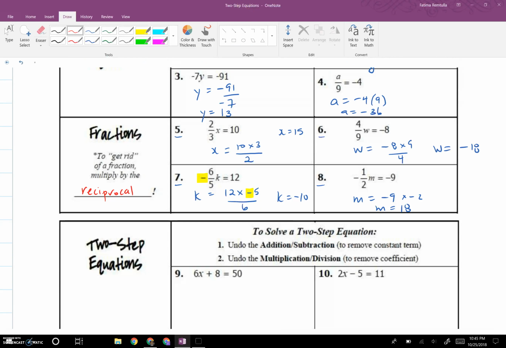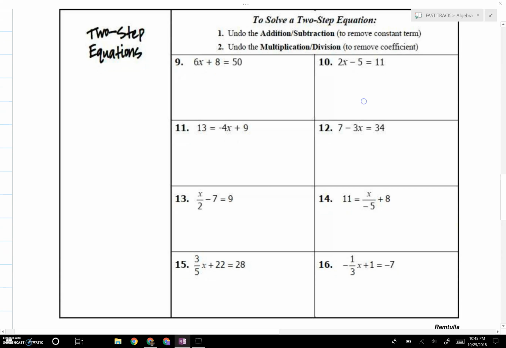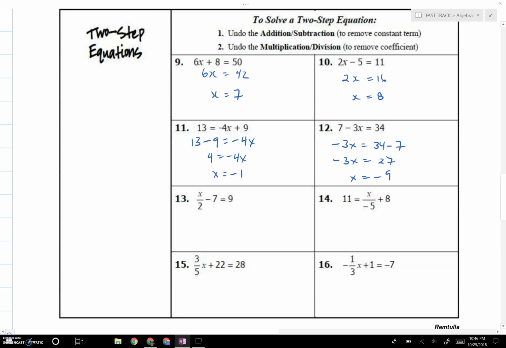Now, what I want you to do is give a moment to try questions 9 to 16. I'm going to give you an opportunity to do that. So pause the video and then come back and check your work. I'd like you to try 9, 10, 11, and 12 first. So how did you do? Check questions number 9, 10, 11, and 12.